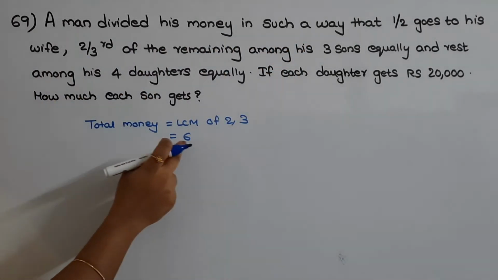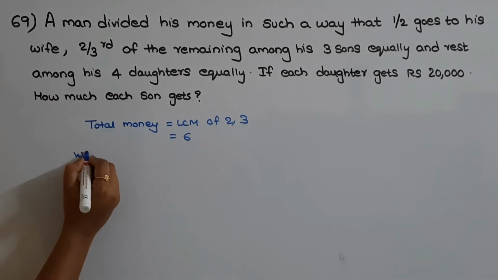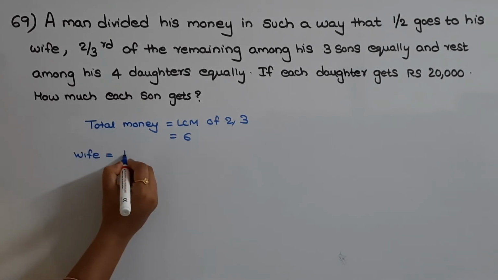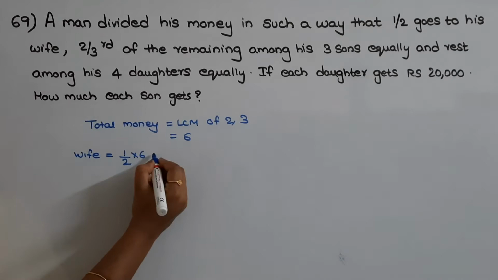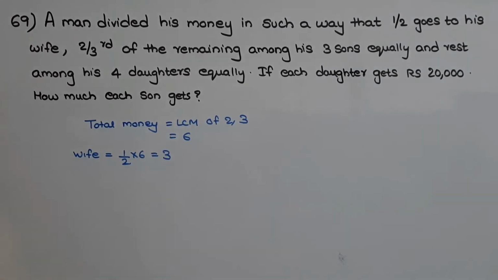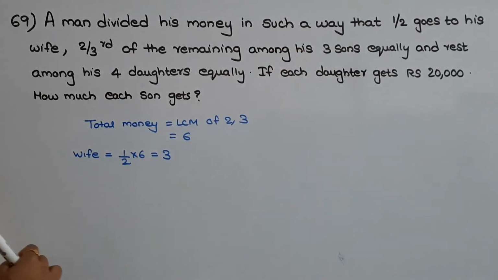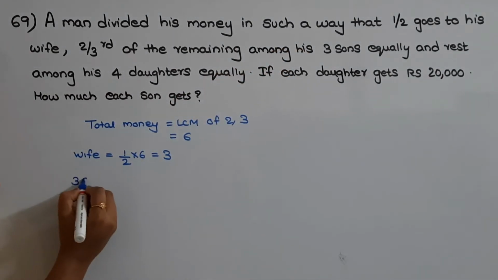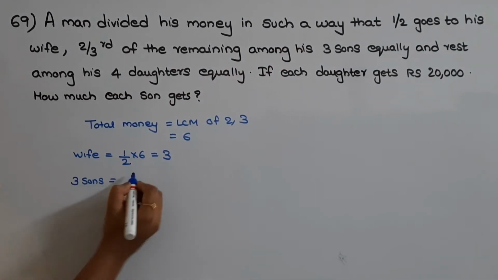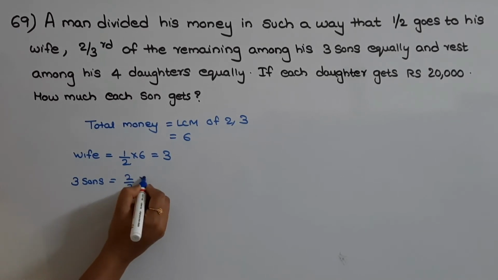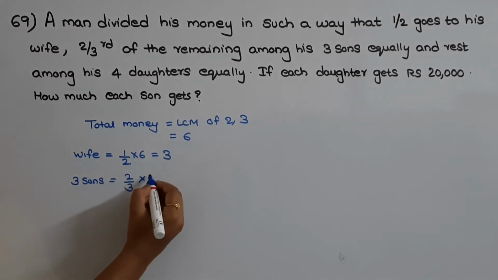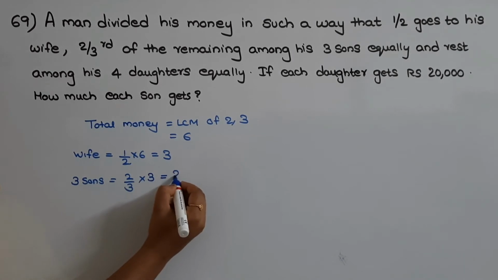Okay, if the total is taken as 6, what will wife get? Wife will get half of 6, that is equal to 3. Okay, then they are telling that 2/3 of the remaining is divided among his 3 sons equally. Then 3 sons will get 2/3 of the remaining, which is 6 minus 3, that is 3. So this is equal to 2.